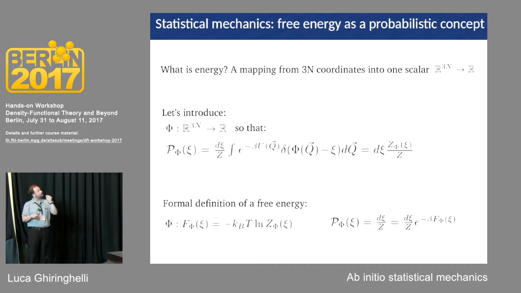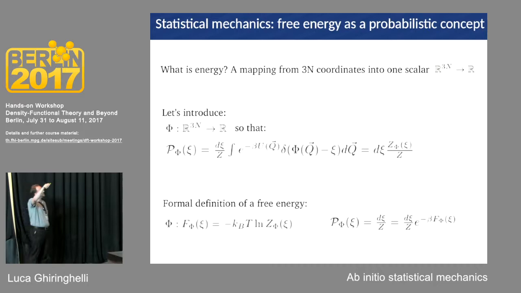But now, let's define any other mapping from the configuration of the system, so the full 3N vector, into another scalar. You can define the probability that the system has a certain value, zeta, of this function here. And this is given by this integral. I mean, they always look the same. You have the Boltzmann factor. You have to impose that the system is at this value, so you have the Dirac delta, integrate over all configurations that are compatible with this value of the variable, and you have the normalization.